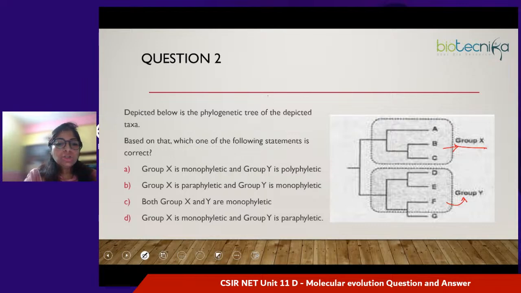Okay, so what are the options given? Group X is monophyletic, group Y is polyphyletic; group X is paraphyletic, and Y is monophyletic; both X and Y are monophyletic; group X is monophyletic, Y is paraphyletic. Yes, what will be the answer?